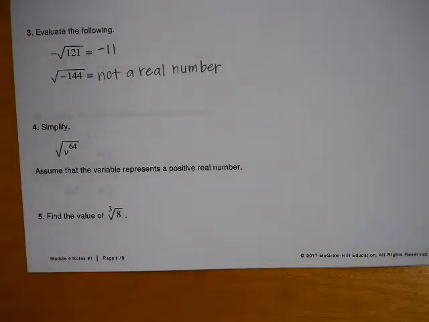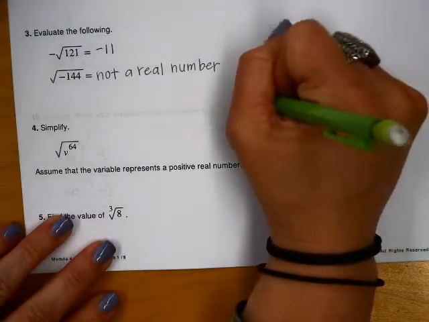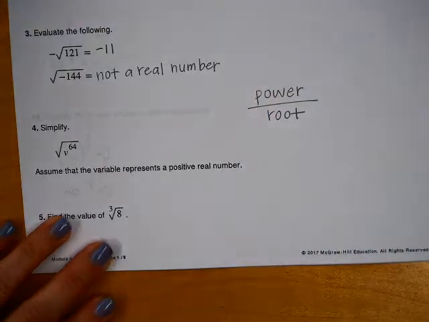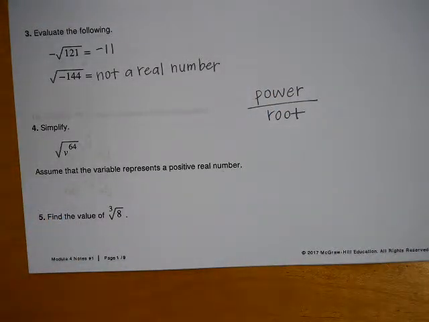All right, number four says the square root of v to the 64th power. The square root of v to the 64th power, okay? Now, you may not remember this, but if you have a radical, that can be rewritten as a fractional exponent or vice versa. If you have a fractional exponent, that can be rewritten as a radical. So I do want to remind you that when you do that, it's always power over root, meaning your exponent's on the top and your root's on the bottom, okay?